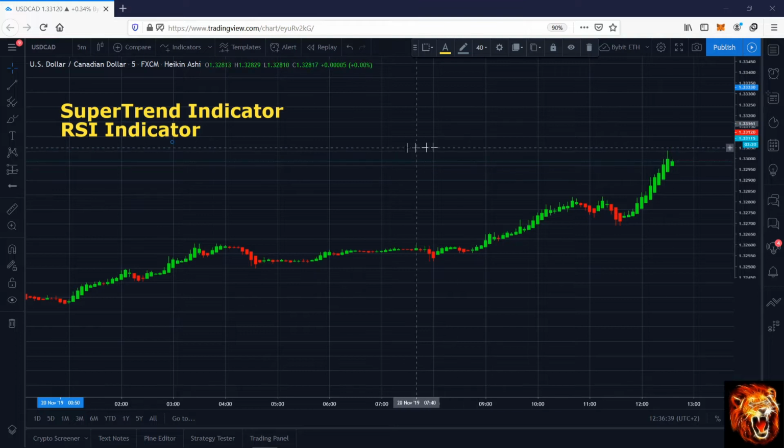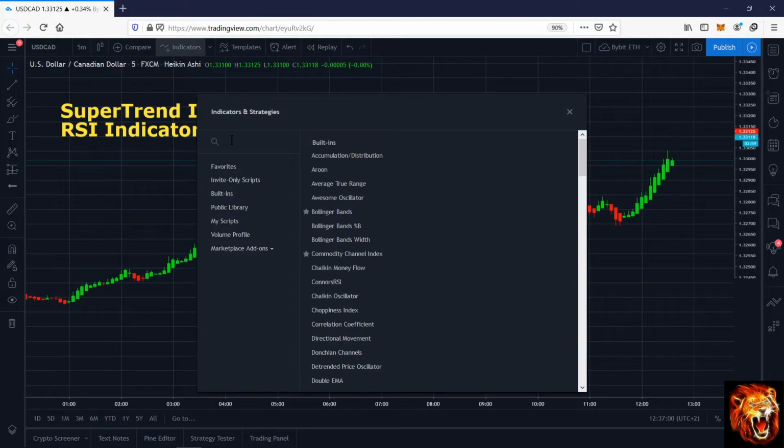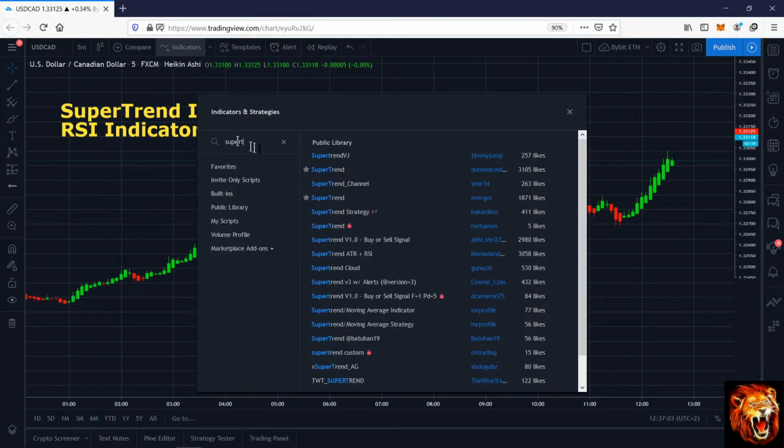So first up, you've got to open up your TradingView account so that you've got your charts open. Today we're looking at the US dollar Canadian dollar pair. The two indicators that you're going to need are the Supertrend indicator and the RSI indicator. To open up your indicators, click on indicators, type in Supertrend, and pick the first one that pops up, Supertrend, with the 3,100 likes. It's this one over here, Dominic Kossel, I think is the name. And you want to apply that onto your charts.